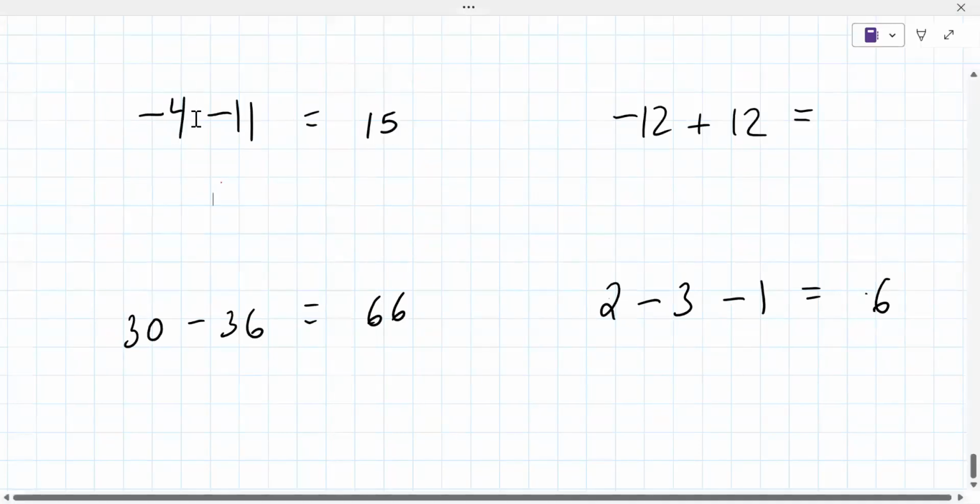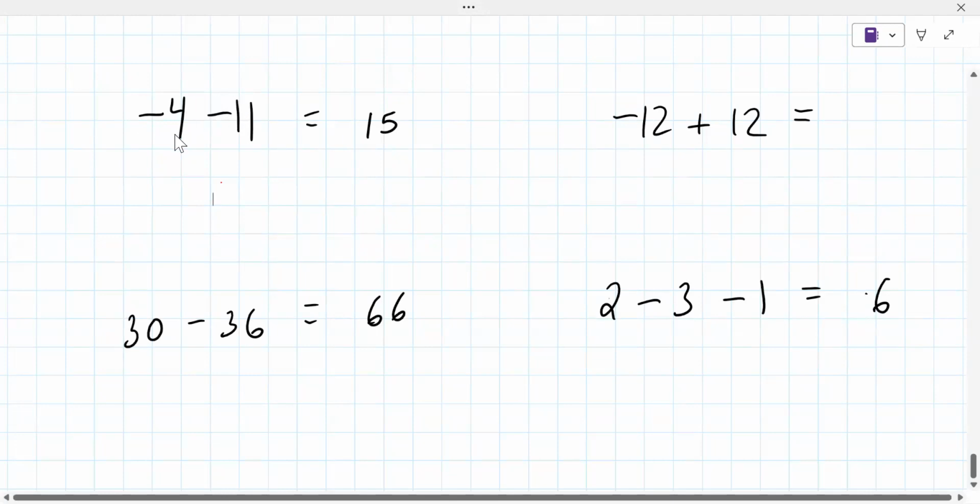We're going to talk about each of these in the scenario of money. We'll probably stop here. Think about this in terms of money. You owe someone $4. Have you ever owed someone some money, borrowed from a friend or something? And they're really kind. They're willing to lend you another $11.